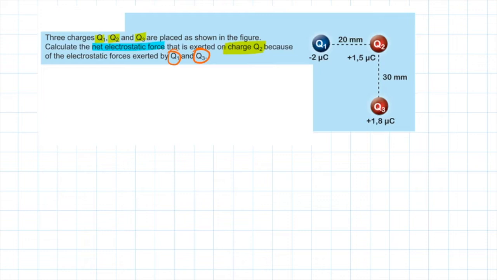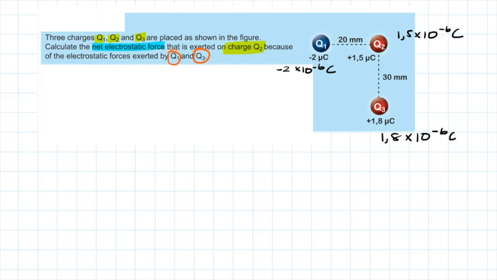Q1 has a charge of -2 microcoulomb. That means the same as -2 times 10 to the -6 coulomb. Q2 has a charge of +1,5 microcoulomb, which means the same as 1,5 times 10 to the -6 coulomb. Q3 has a charge of +1,8 microcoulomb, which means the same as 1,8 times 10 to the -6 coulomb.